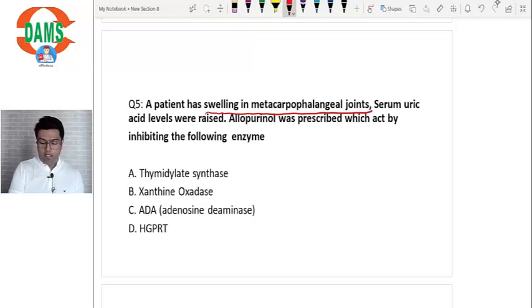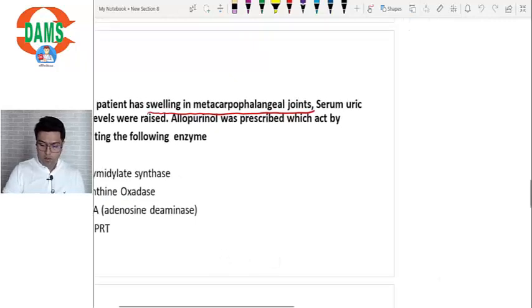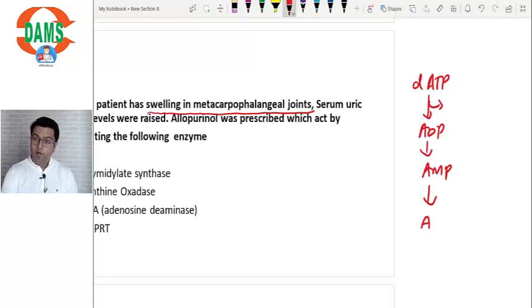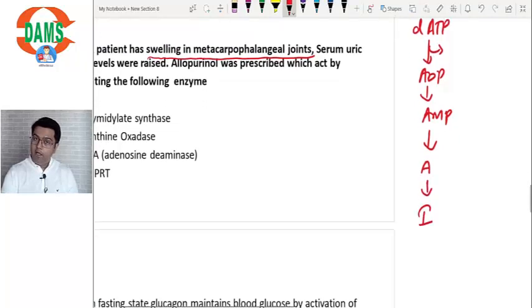So allopurinol inhibits which of the following enzymes? Guys, allopurinol inhibits xanthine oxidase, as we all know already. When we start with purine catabolism, we start with the deoxy ATPs. Ultimately we keep on removing the phosphate, then we get ADP, then AMP, then A for adenosine. From the adenosine we get inosine, right?